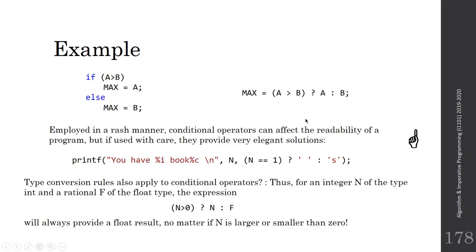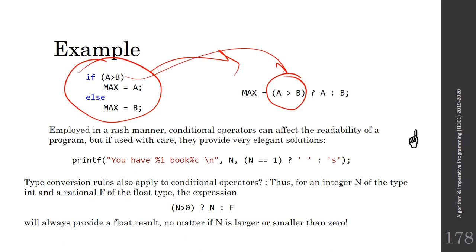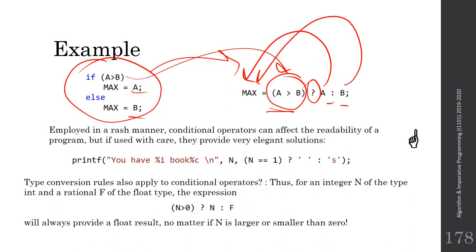So let's see an example. If you have here the if and else, the calculation of the maximum: if A is greater than B, I will put the value of A in max, otherwise I will put the value of B in max. So this is the same as this one. The condition I will put here and then the question mark. The positive part will be A and the negative part will be B. So what does this mean? If A is greater than B, I will put the value of A in max, otherwise I will put the value of B in max.